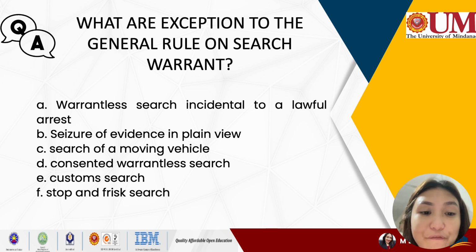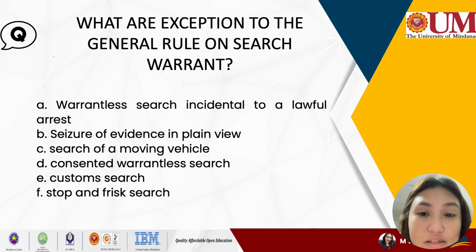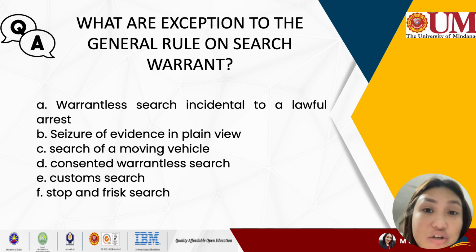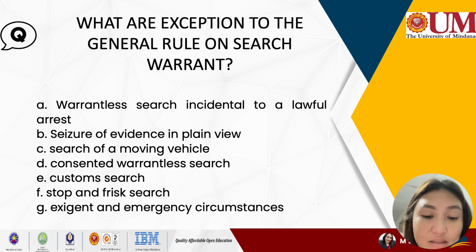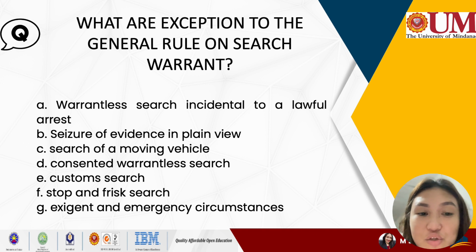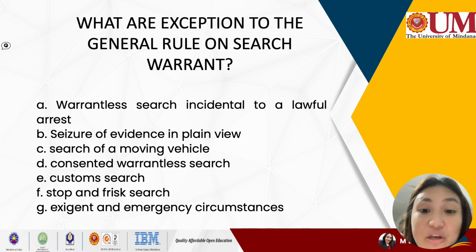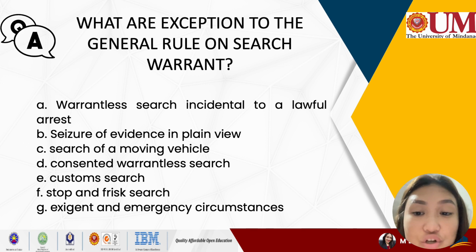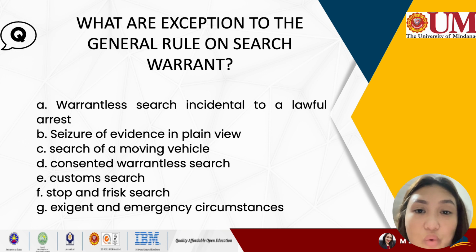Next is stop and frisk search. This involves a brief, limited search of a person's outer clothing when there is a reasonable suspicion that a person may be armed and dangerous. It is a safety measure for law enforcement. Next is exigent and emergency circumstances. If law enforcement receives credible information from a reliable source, they may use that information to establish probable cause for search or arrest even without a warrant.